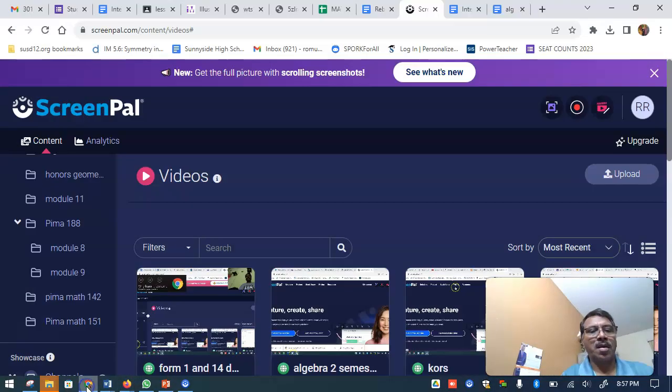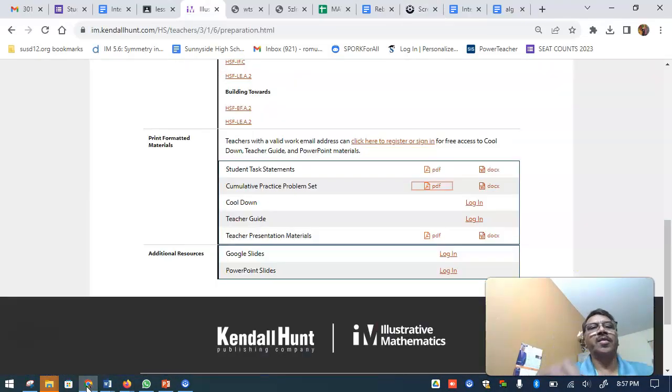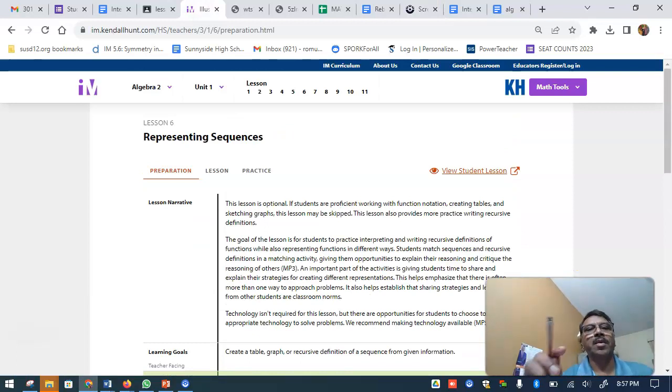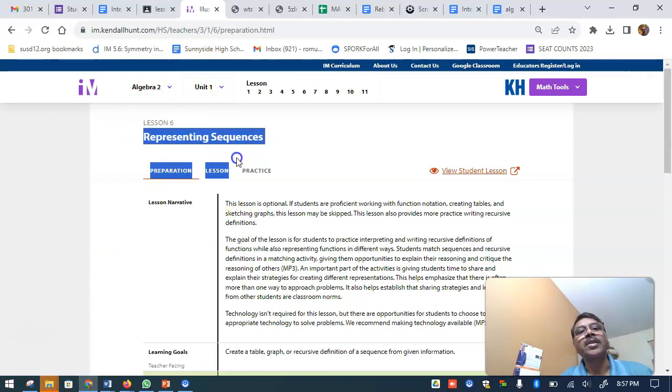Today I'm gonna solve problems from lesson number 6, practice problem. So the lesson 6 of unit 1 in algebra 2, the topic is representing sequence. Now sequence can be represented by the table, graph, and also with the equation. So let's see it straight away. What are the problems being asked, starting from 1.